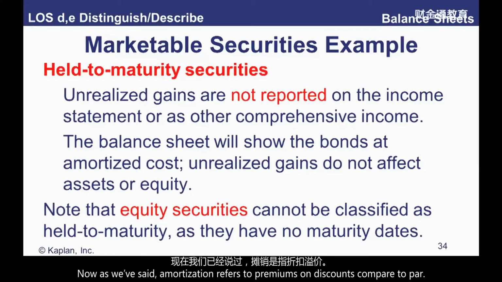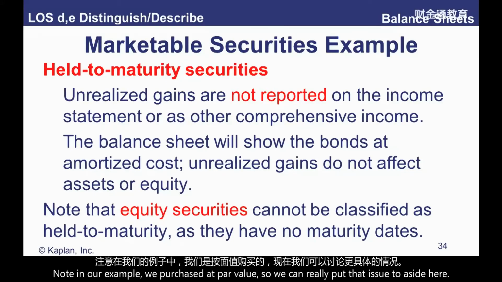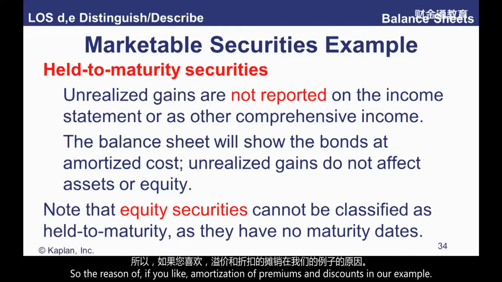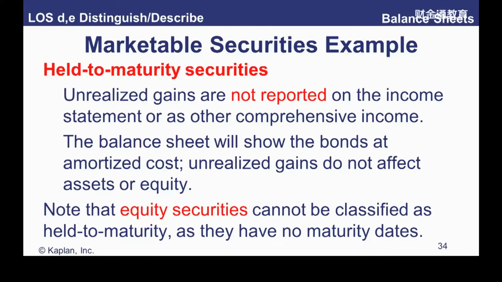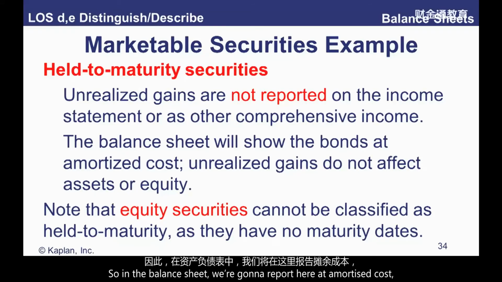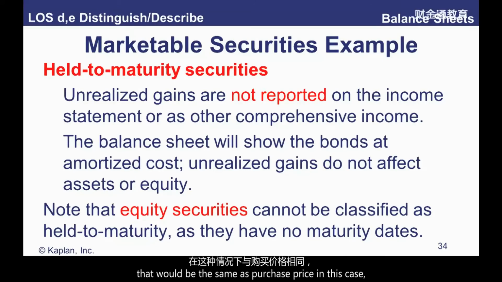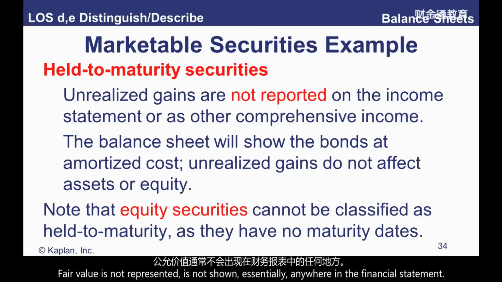Now, as we said, amortization refers to premiums on discounts compared to par. Note in our example, we purchased at par value, so we can really put that issue to one side here. So there is no, if you like, amortization of premiums and discounts in our example. So in the balance sheet, we're going to report here at amortized cost. That will be the same as purchase price in this case due to the absence of discounts and premiums. And we're going to show the interest in the income statement. And that's it. Fair value is not represented.